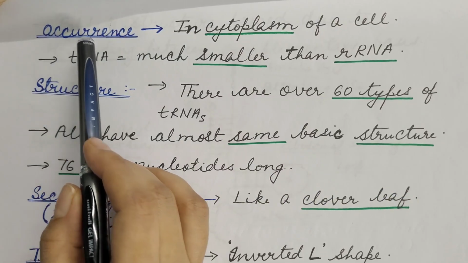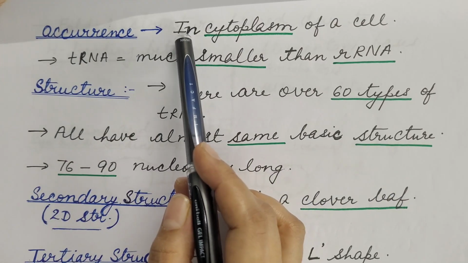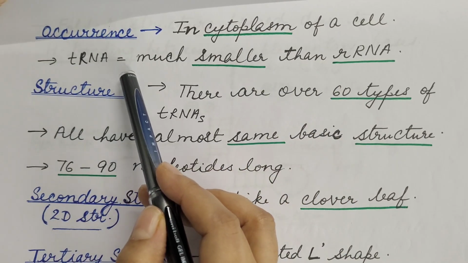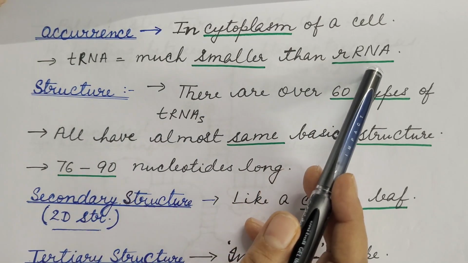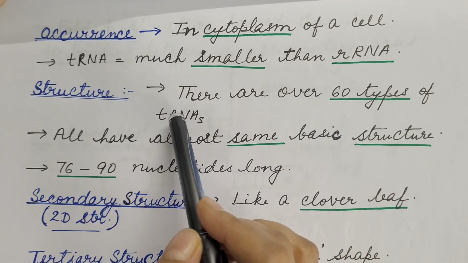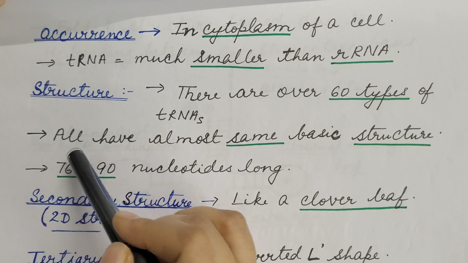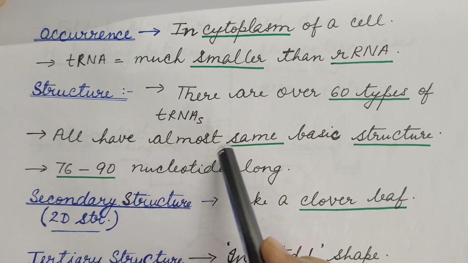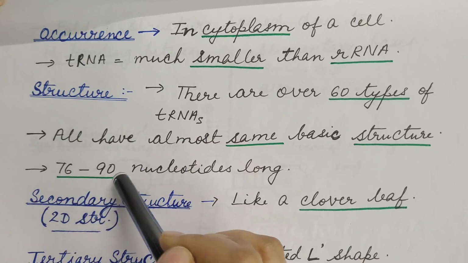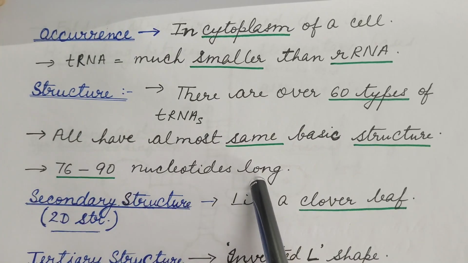Now the occurrence of transfer RNA. Transfer RNA occurs in the cytoplasm of a cell. Transfer RNA molecule is much smaller than ribosomal RNA molecule. There are over 60 types of transfer RNAs and all of them have almost the same basic structure. These molecules are 70 to 90 nucleotides long.